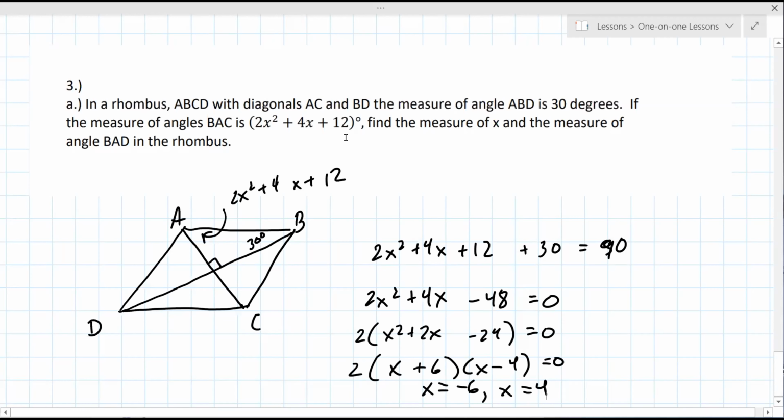The reason I can say that they both work is because they both produce something in here that's positive. Like it's a real angle measure in here. Okay. You could verify that.